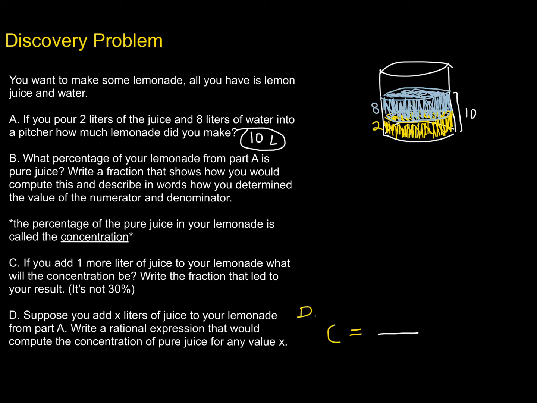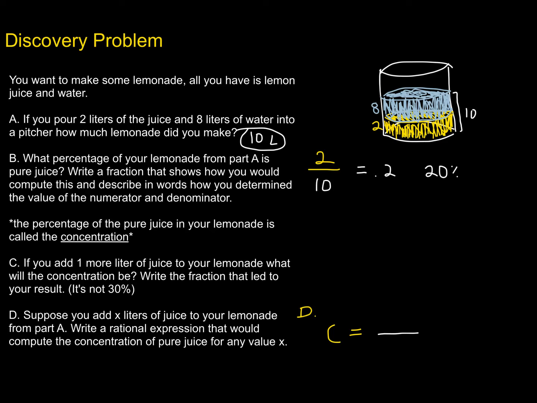So I want to know what percentage out of the total is pure juice. So I'm going to take the pure juice, which is 2 liters, and it's out of the total amount of lemonade. I might be tempted to put 8, but really the total amount of lemonade is 10. It's 8 plus 2. So this here represents the amount of pure juice, and this here represents the total amount of liquid. This will give us 0.2, which is equivalent to 20%.